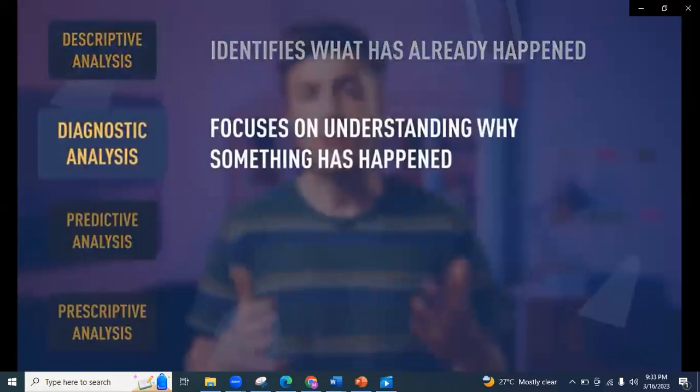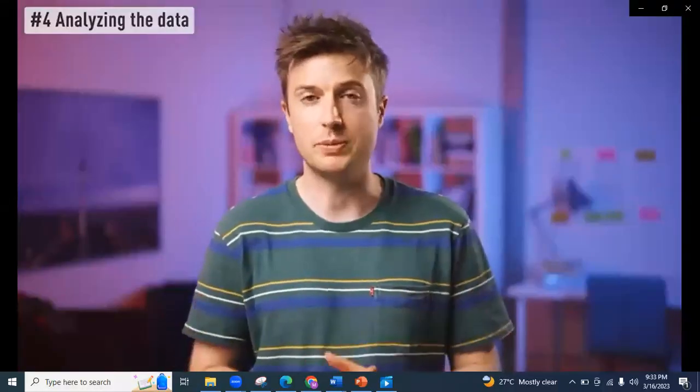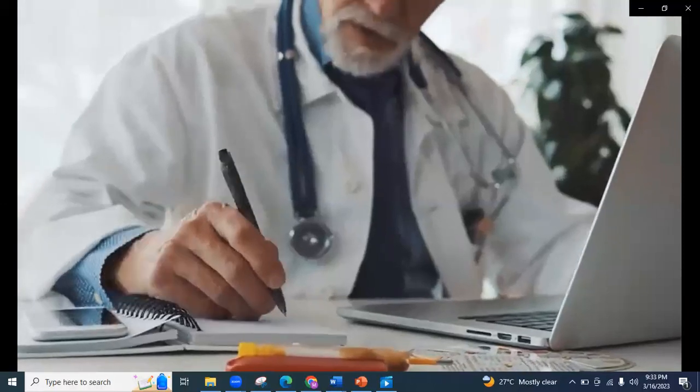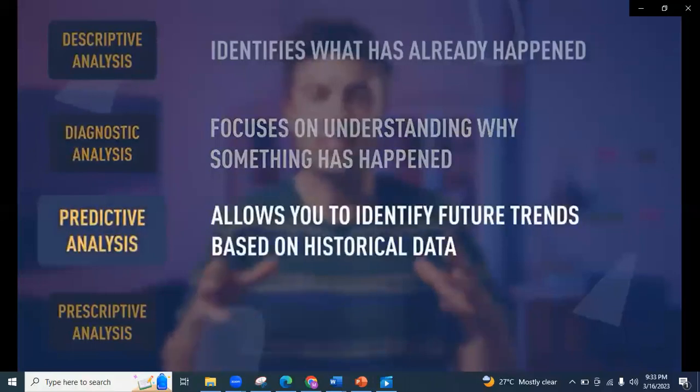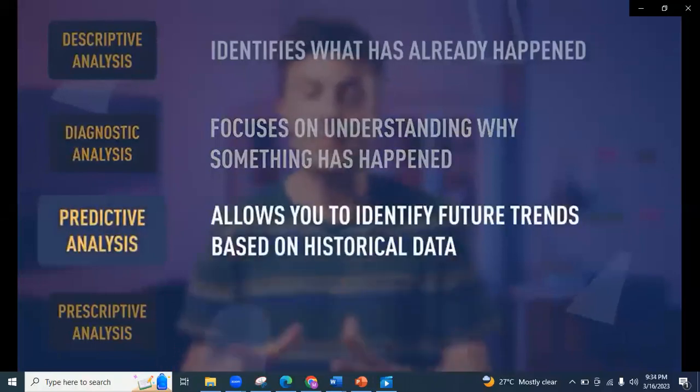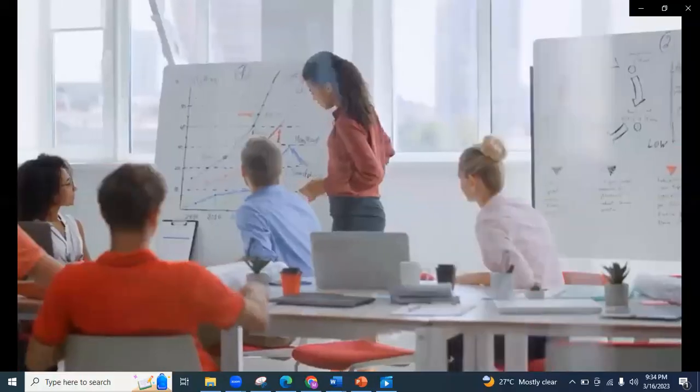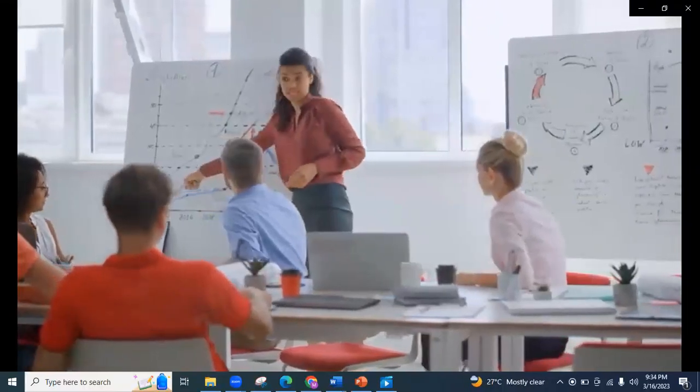Diagnostic analysis, where the focus is on understanding why something has happened. It is literally the diagnosis of a problem, just as a doctor uses the symptoms to diagnose the patient's disease. Predictive analysis, which is where you identify future trends by the analysis of historical data. Predictive analysis is commonly used by businesses to forecast future growth.